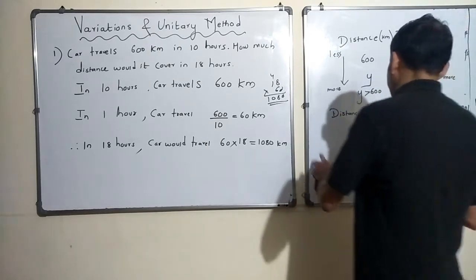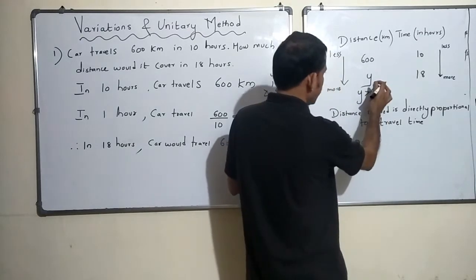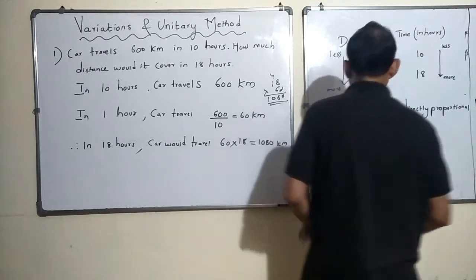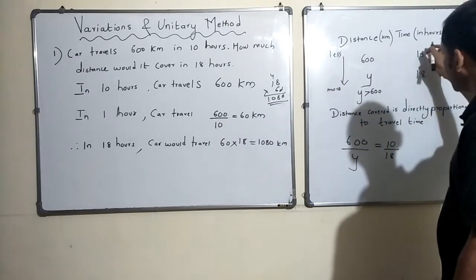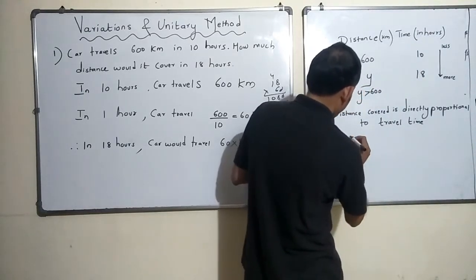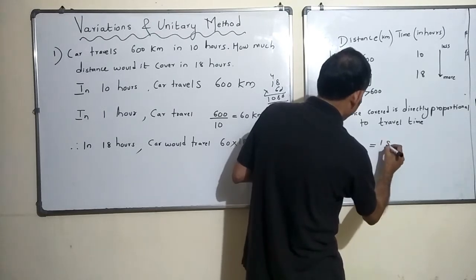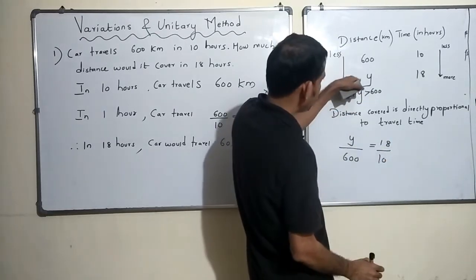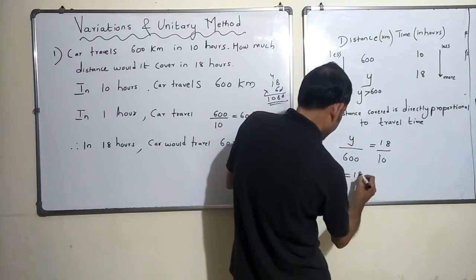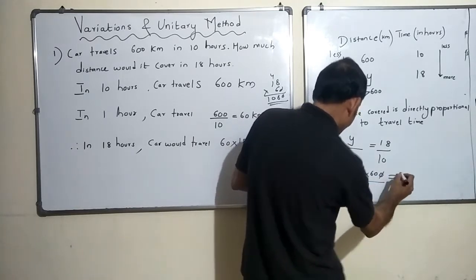So in this case, you remember what by what should be equal to what by what. 600 by y should be equal to 10 by 18. Now you may ask, can I do y by 600 is equal to 18 by 10? You can do, because it is the same. Let's do that. y by 600 is equal to 18 by 10. Therefore, y becomes 18 into 600 by 10. Correct? And this happens to be 1080.